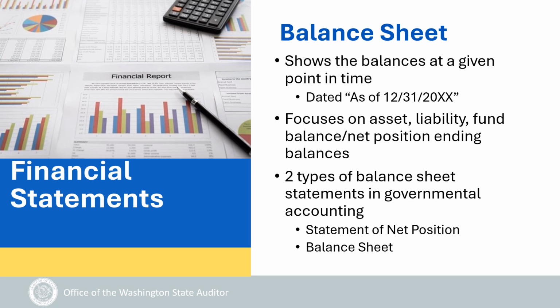The balance sheet focuses on assets, liabilities, and fund balance or net position. We didn't have any in this example, but deferred outflows and deferred inflows also get reported on the balance sheet. In governmental accounting, we have two types of balance sheets. We have the statement of net position, which shows us the assets and liabilities of the entire government. And governments actually prepare a second statement of net position just for their proprietary funds. And finally, they have a balance sheet for the governmental funds.